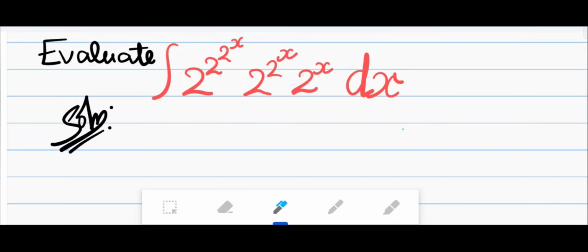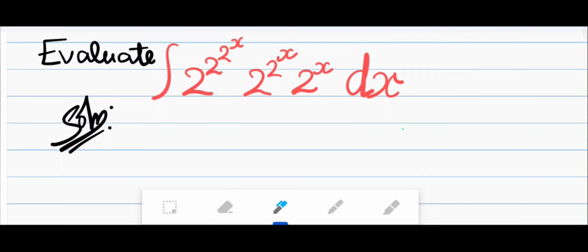So we see that this is kind of a mirroring problem. When I say a mirroring problem, it's like there is repetition of certain numbers or variables. So we have 2 raised to x that is repeated. So whenever there's something like this, we go for substitution method.